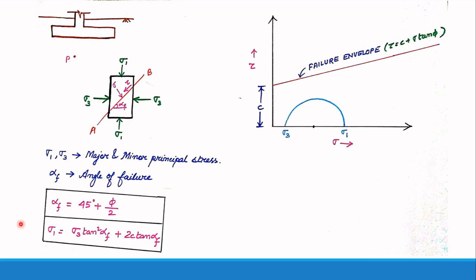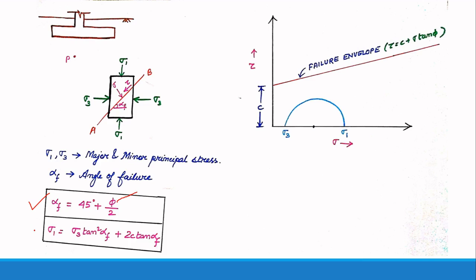Now here I have two important equations. The first is the equation for angle of failure. Angle of failure is equal to 45 degrees plus phi by 2. If you remember, phi is the angle of internal friction.